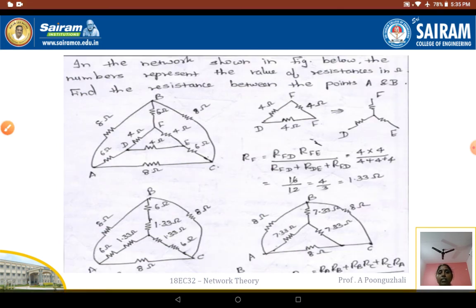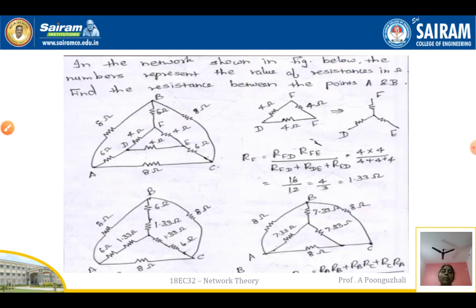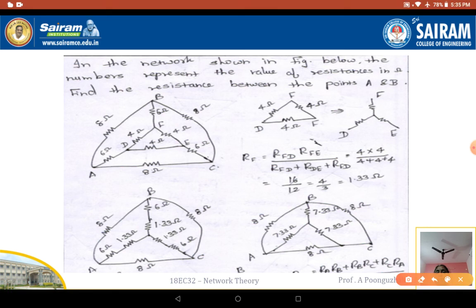Their equivalent resistance. So here the next problem is: in the network shown in the figure below, the numbers represent the value of the resistances in ohms. Find the resistance between the points A and B. Now if I observe the circuit, we have a delta network here. If I convert this delta network to star, I can have it like this. Here this 4, 4 and 4 delta network is converted to star. So I'll be getting it like this.